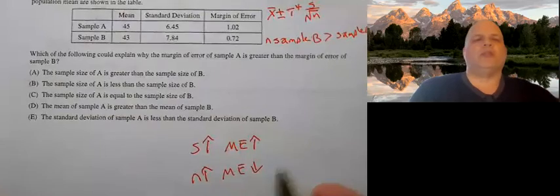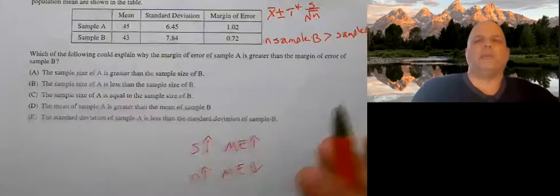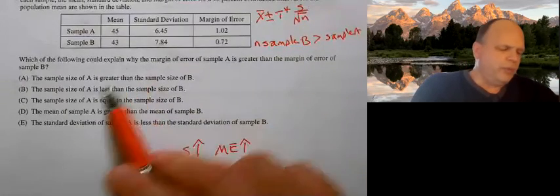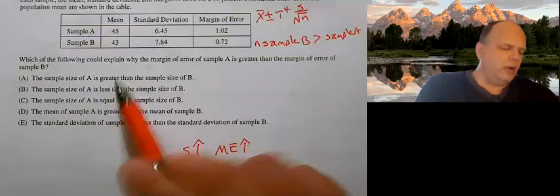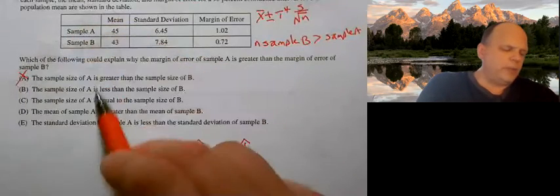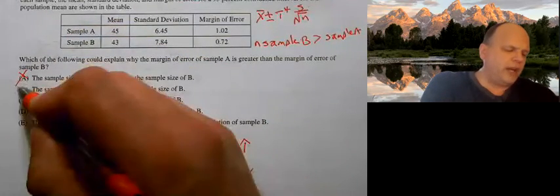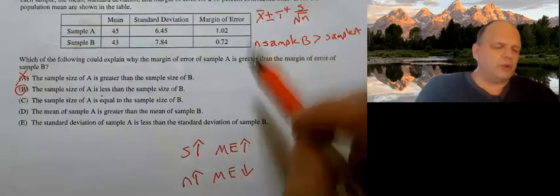The N for sample B is greater than the N for sample A. So the sample size of A is greater? No, we just said it was less. The sample size of A is less than the sample size of B, and that is true.